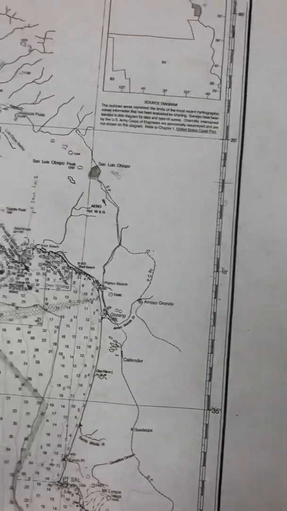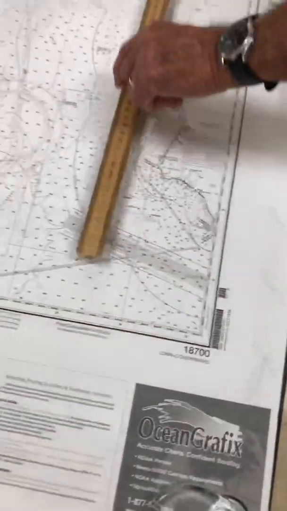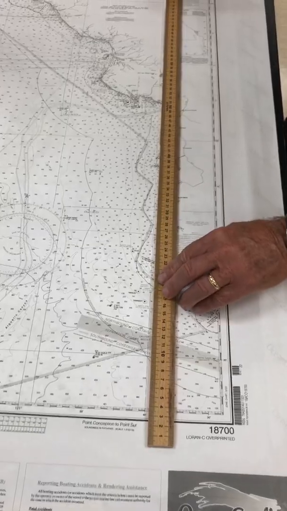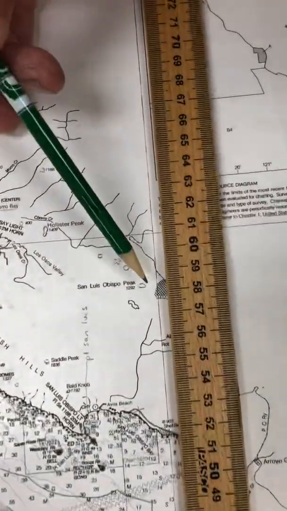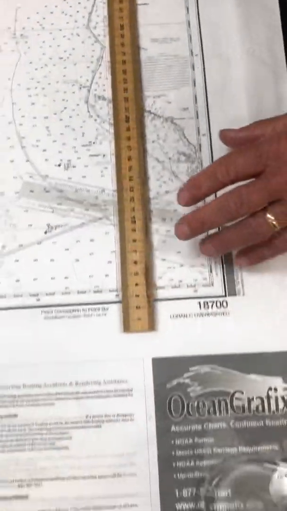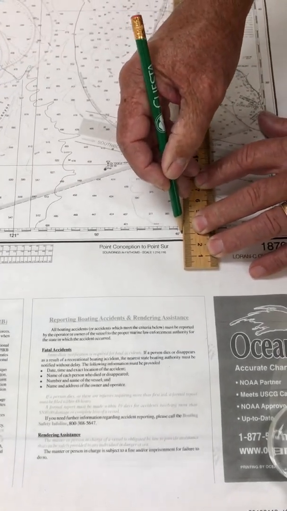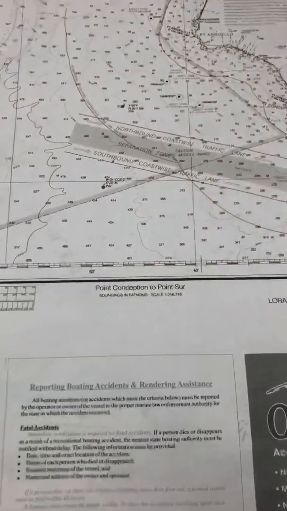Now we are going to do the same for longitude. So now we're going to line up the meter stick, again at the center point of San Luis Obispo, and then line it up with our longitude lines. This time we're going to be on the x-axis or the horizontal axis. So let's see where we are.